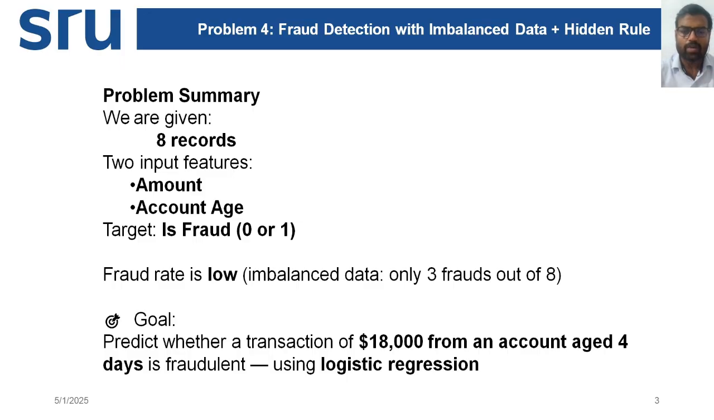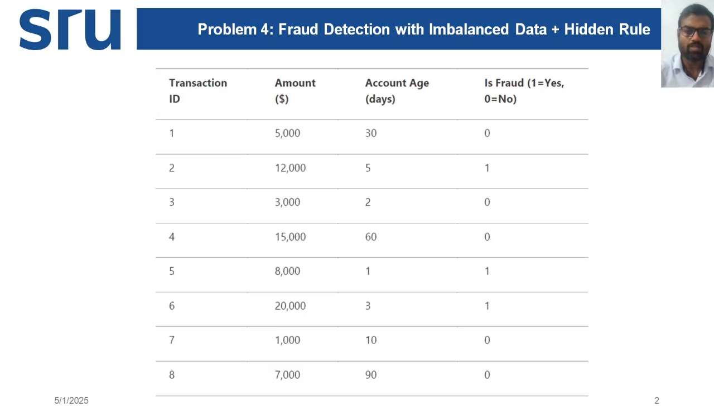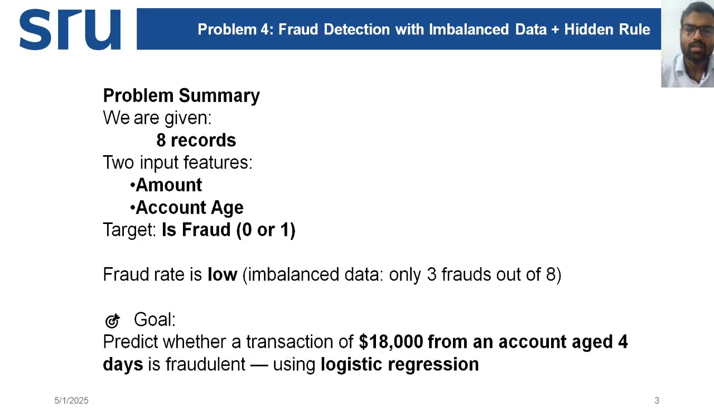Okay. Based on the question, we need to look into whether $18,000 from an account aged 4 days is fraudulent. We need to predict whether it is fraudulent or not using logistic regression. Just observe 18,000, where it fits, and account age, how many days the account has been operating, 4 days. This is a simple understanding of the given data set. In your exam also, you write like this: first of all, explain the data set. It is really clear, so then at least you will get some marks.